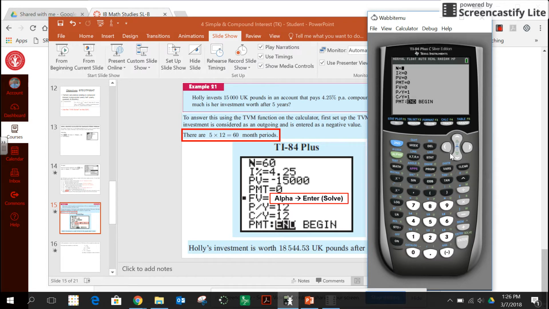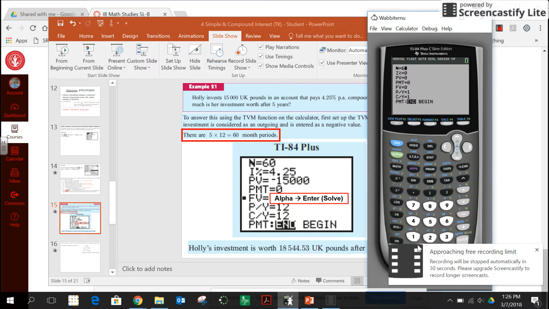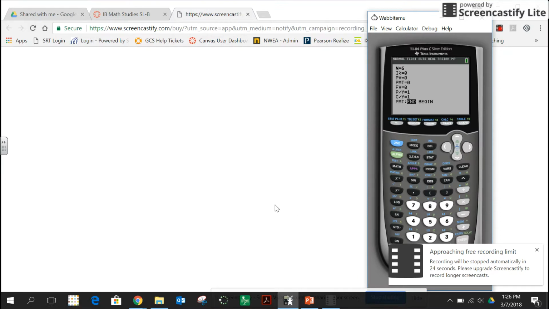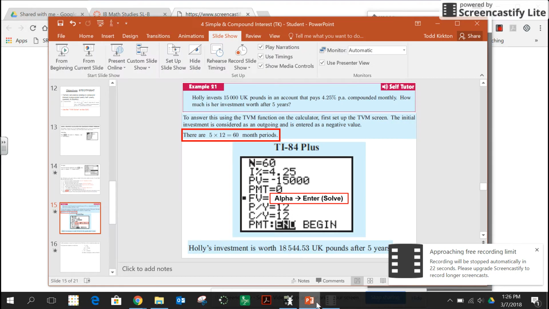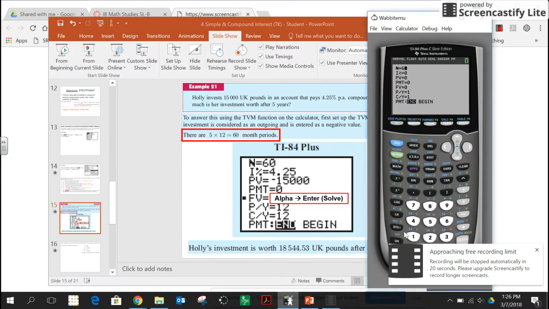Oops. Sorry, it's the first time trying this method. I'm approaching my free recording limit. I'm going to pause and pick it up later on. So you have to start the second video.